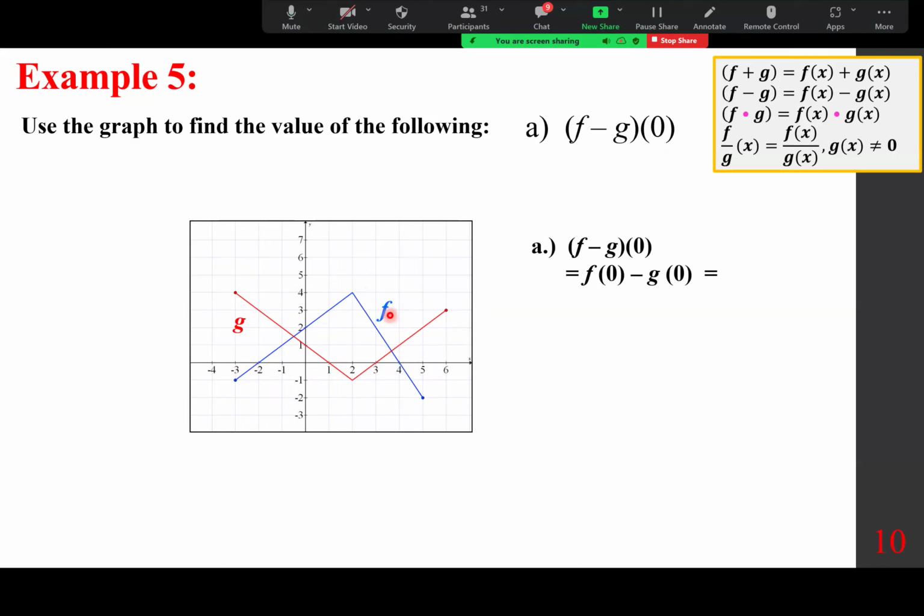So just look at the blue one. When x is 0, what is the functional value? What is the y value? This is the point. g is the red one. When x is 0, what is the y value, the functional value? It's 1. So 2 minus 1 equals 1. I hope everybody is clear. The functional value is the y coordinate of the function.